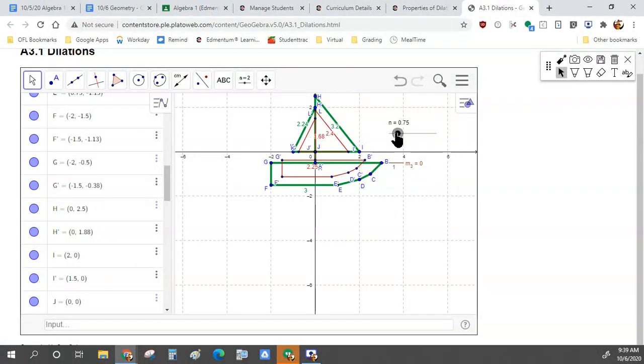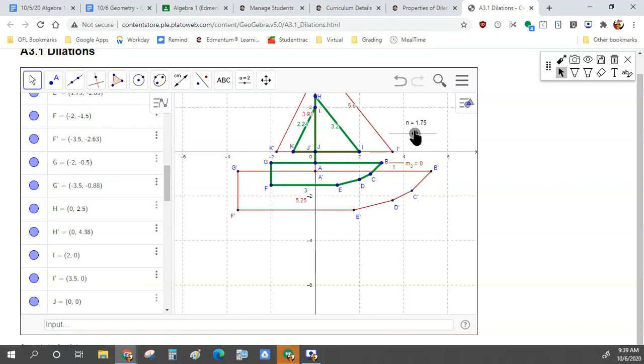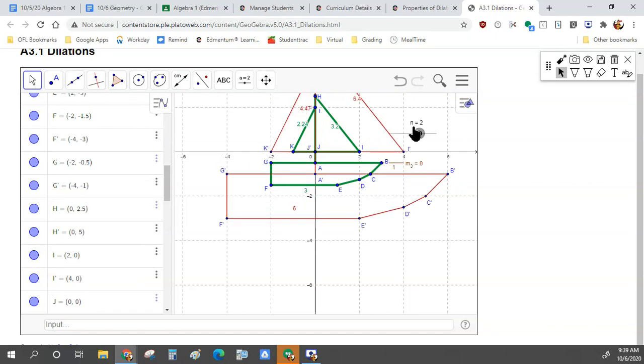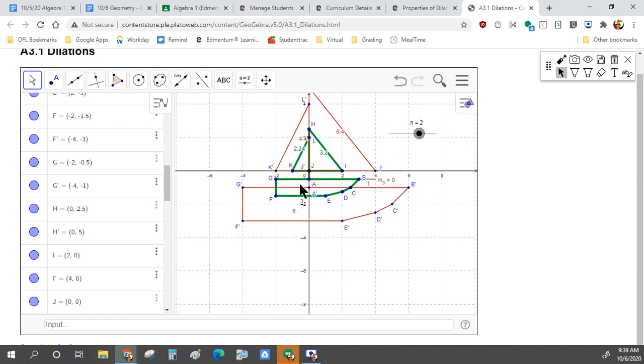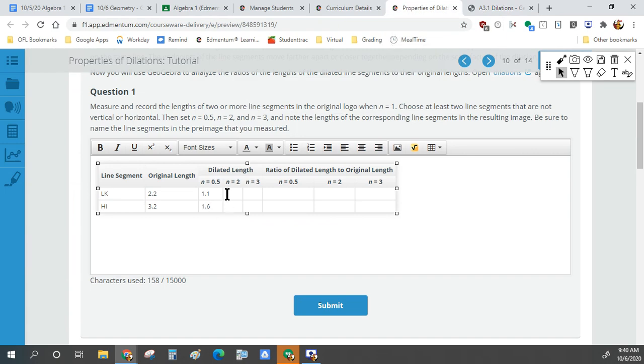So as you guys may guess, if we double the scale factor, this should double the size. So what's going to happen when we double the scale factor? The size of the original doubles. We get this 4.4. We get this 6.4. If we triple it, we're going to multiply by 3, so 6.6. And we're going to get this 9.6.